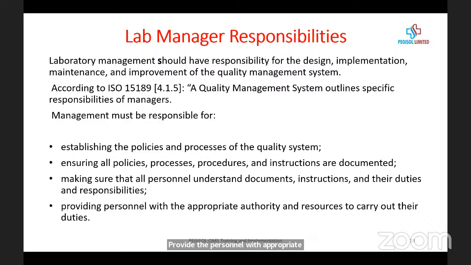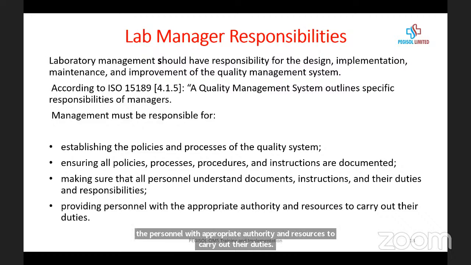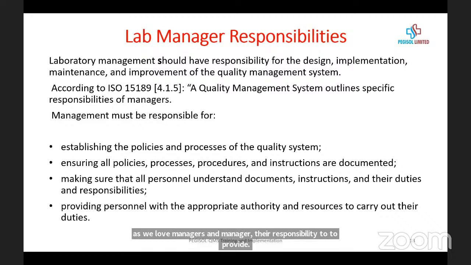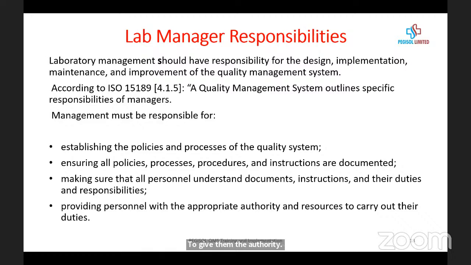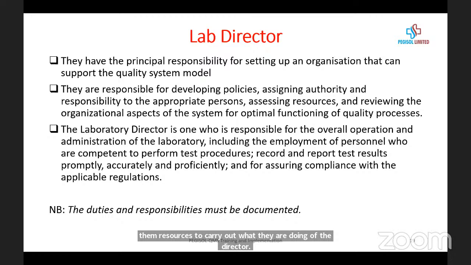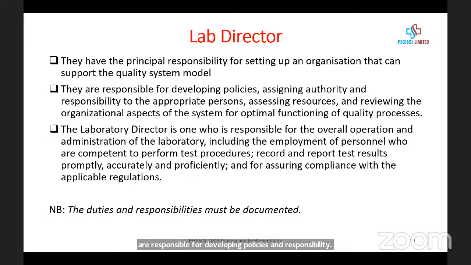Providing personnel with appropriate authority and resources to carry out their duties. As a manager, it is your responsibility to give them the authority and the resources to carry out their duties. What is the responsibility of the director? To have the principal responsibility of setting up an organization that can support the quality management system model. They are responsible for developing policy, assigning authority and responsibility to the appropriate persons, assessing resources, and reviewing the organizational aspects of the system for optimal functioning of the quality process.